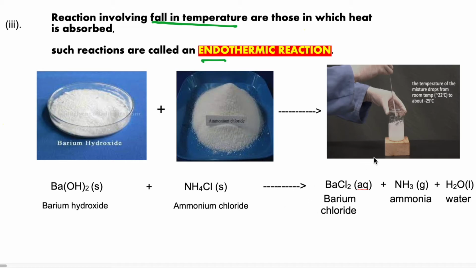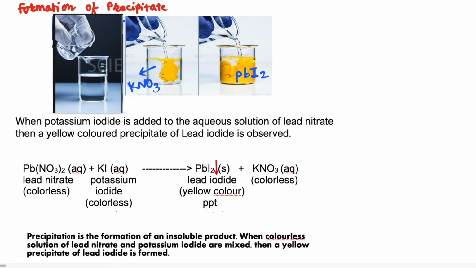Here a lot of energy is absorbed, due to which the reaction becomes cold. So this is an endothermic reaction showing absorption of heat. Now let us talk about formation of precipitate.